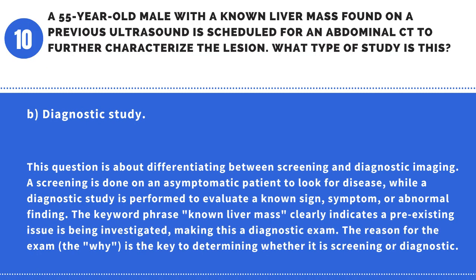Answer: B. Diagnostic study. This question is about differentiating between screening and diagnostic imaging. A screening is done on an asymptomatic patient to look for disease, while a diagnostic study is performed to evaluate a known sign, symptom, or abnormal finding. The keyword phrase, known liver mass, clearly indicates a pre-existing issue is being investigated, making this a diagnostic exam. The reason for the exam, the why, is the key to determining whether it is screening or diagnostic.